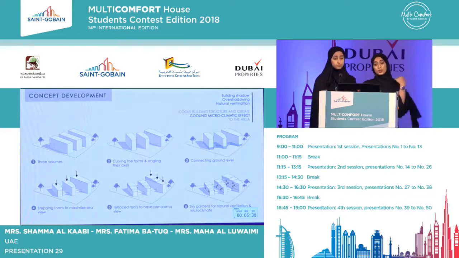So we started with three volumes, then we curved the form and angled the axes. We also stepped the form to maximize the number of apartments that will have sea view, and then we also stepped each volume in order to have roofs that have a panorama view. And lastly, we integrated sky gardens. All of that, building shadow, overshadowing, and natural ventilation was done to cool the building structure and to achieve a cooling microclimate effect to the area.